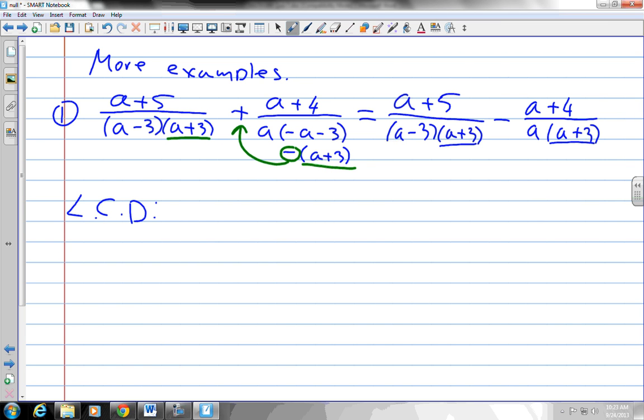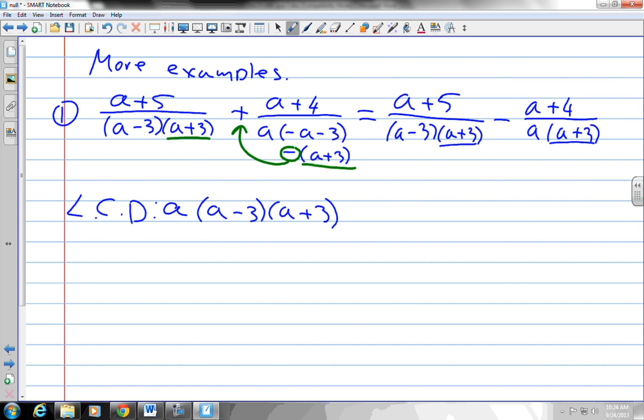And now to find the common denominator, we're going to take all distinct factors raised to the highest power that we see. So we see a single a. I need that single a in my LCD. We see a minus 3, so I need a minus 3 in my LCD. And I see a plus 3. I see it twice, but I'm only going to need one of them. I'm only taking the highest power, so I'll just need a plus 3.